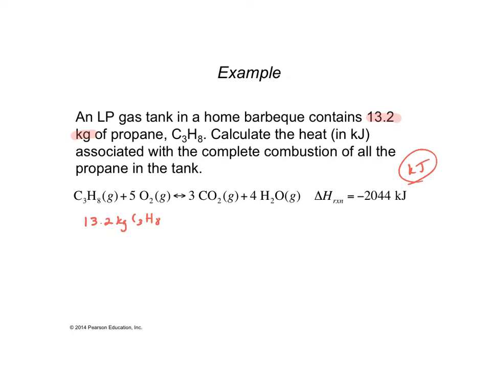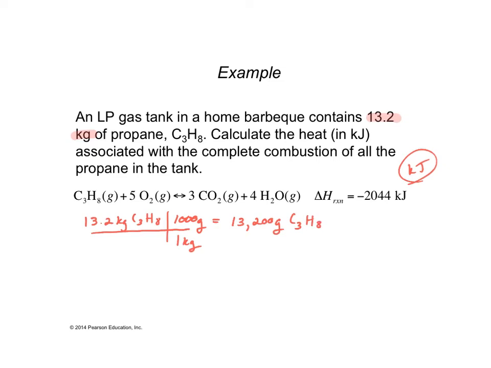But the problem is that we're in kilograms, right? So what is my conversion between kilograms and grams? For every 1 kilogram, how many grams do I get? 1,000 grams. So my first step is converting to grams. I'm going to multiply by 1,000. That gives me 13,200 grams of this pretty little beautiful propane, C3H8.